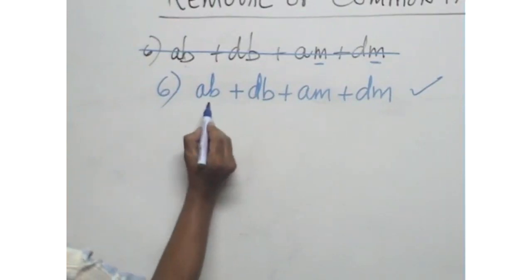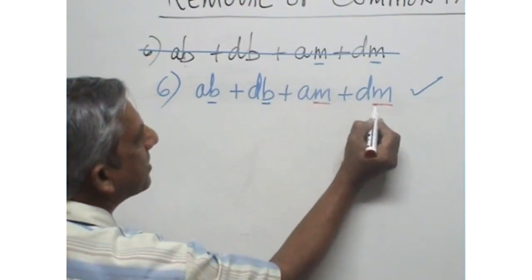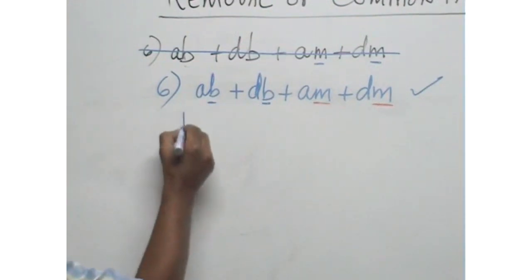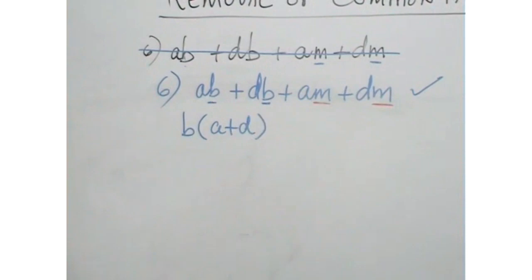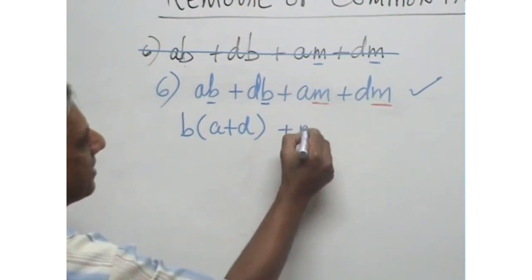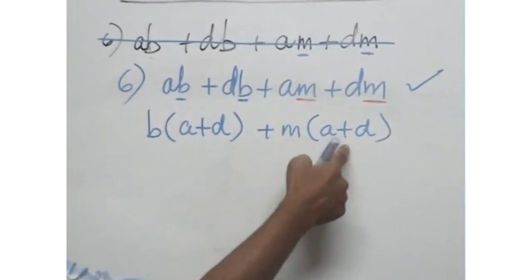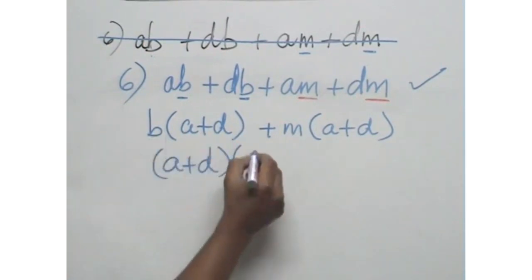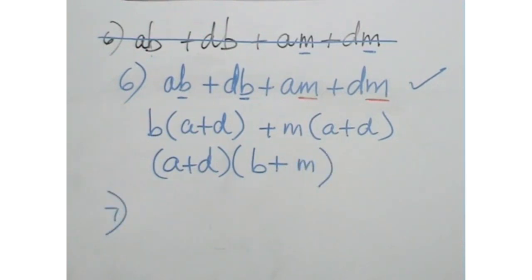Now, you can see clearly that the common factor is B for the first two, and for the second two, the common factor is M. Okay. So what you do, you remove the common factor B for these two. So there's B into A plus D. And then for the second two, the common factor is M into A plus D. And now we can see clearly that the common factor is A plus D into B plus M.